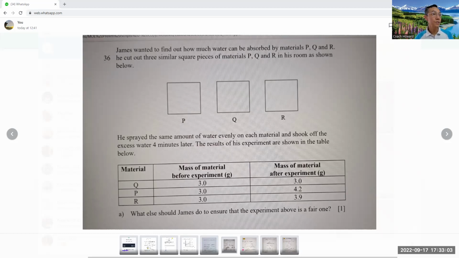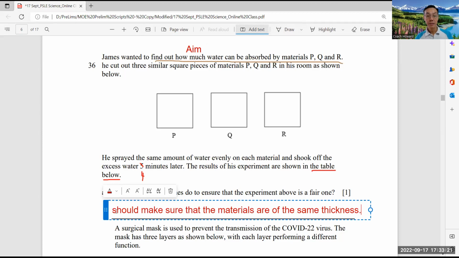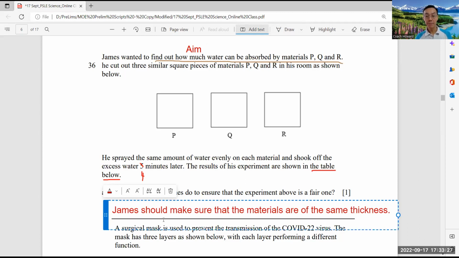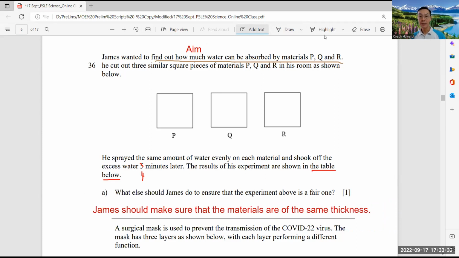Okay, come back to the question, this part. You change this to 4 instead of 5 minutes. 5 minutes I find a bit long, so you change to 4 minutes. And the answer for this will be, James should make sure that the materials are of the same thickness. Okay, this part, same thickness.